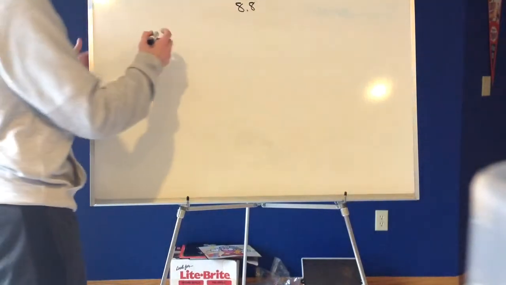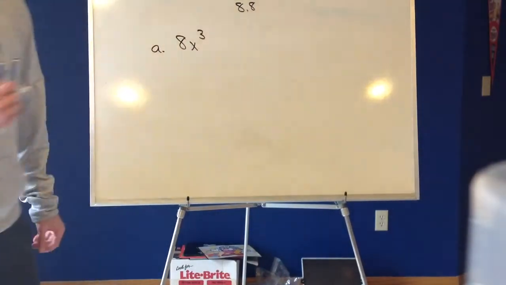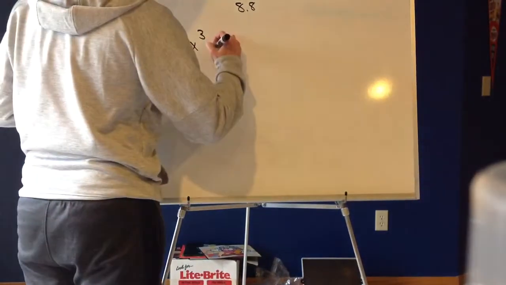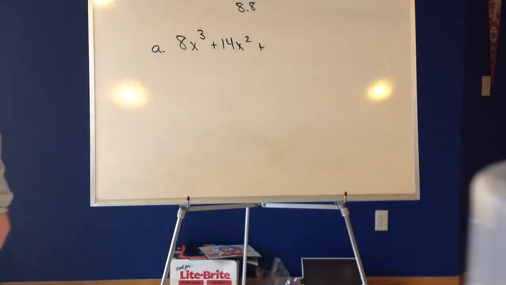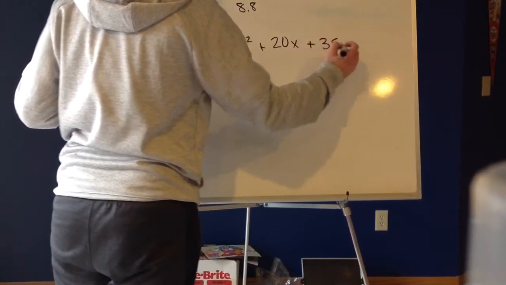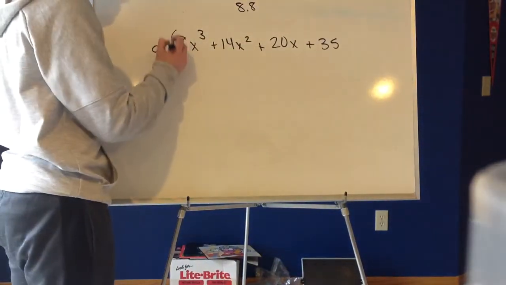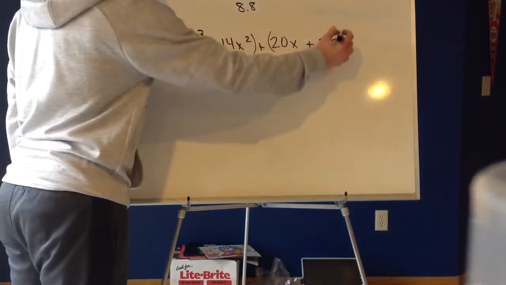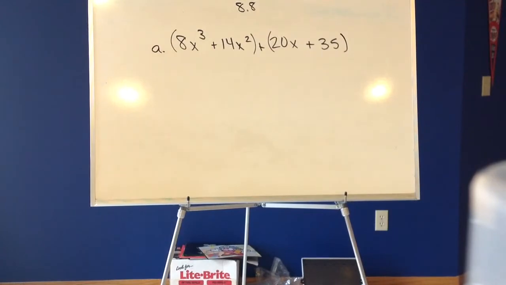Okay, so first one we've got here, we'll go ahead and look at our grouping. We have 3x cubed plus 14x squared plus 20x plus 35. Okay, so like I said, you're always going to look for a GCF right off the get-go. Look for a GCF with all 4 terms. You do not have one, so we're going to group 2 and 2. And then we're going to look for GCFs in just those groups.